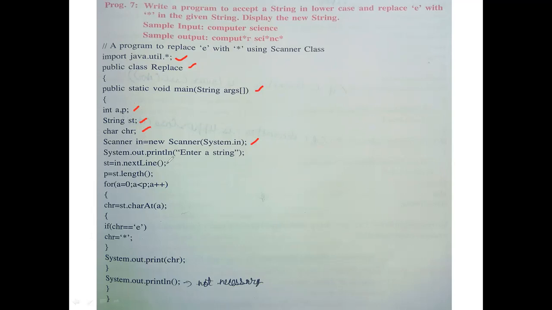Get the string, right? Message, and get the string. Once you get the string, get the length of it, right? These are common lines now. String program: getting the string is there, getting the length is there. For loop: for a is equal to 0, a is less than b, a plus plus. Then extract the character.